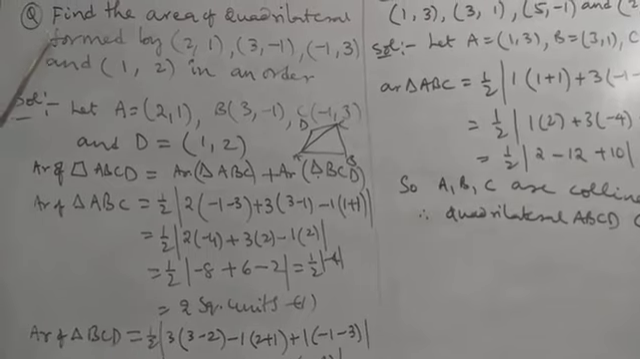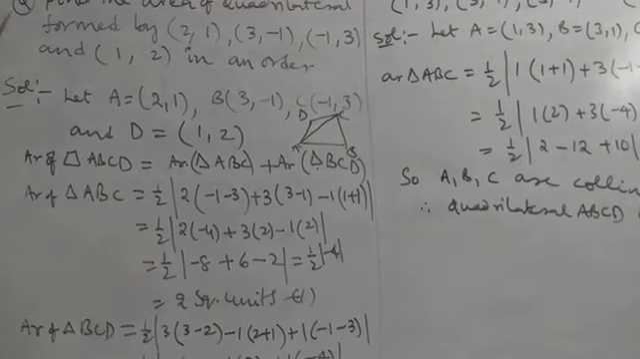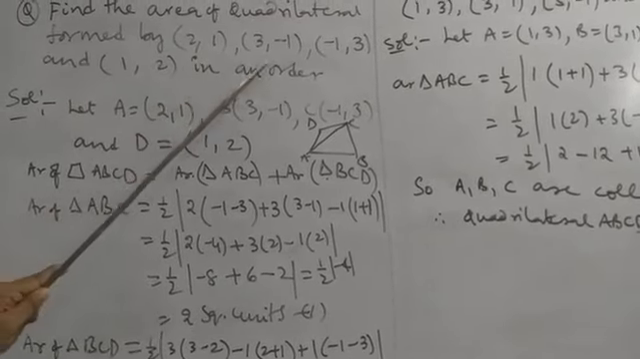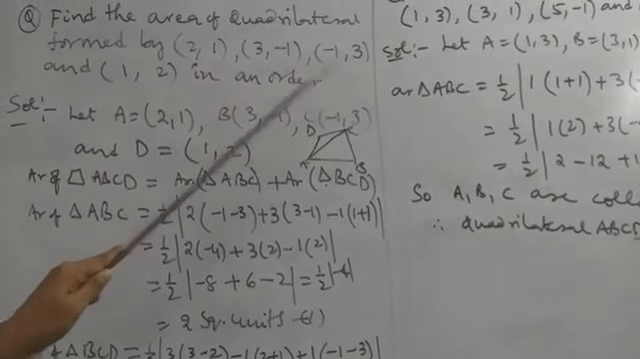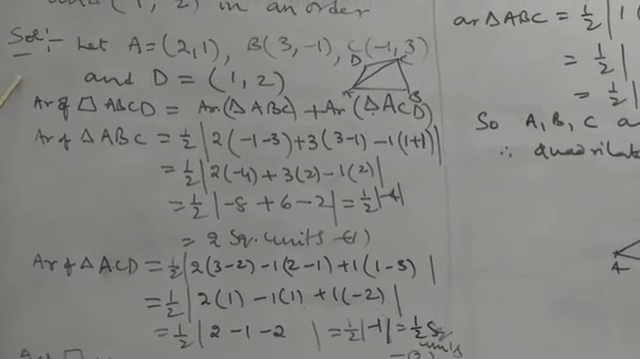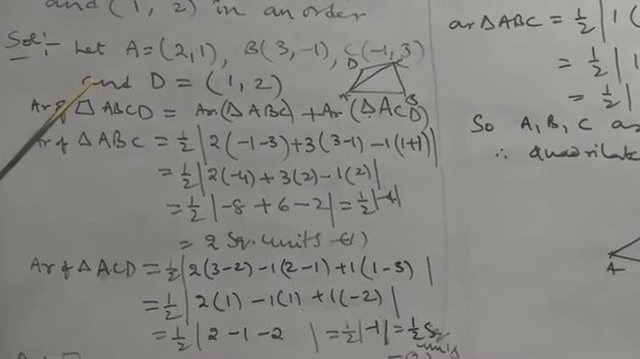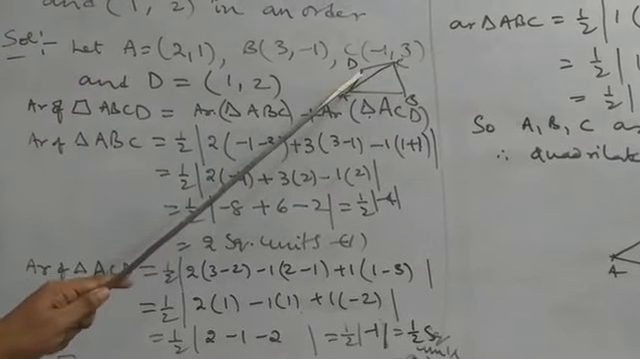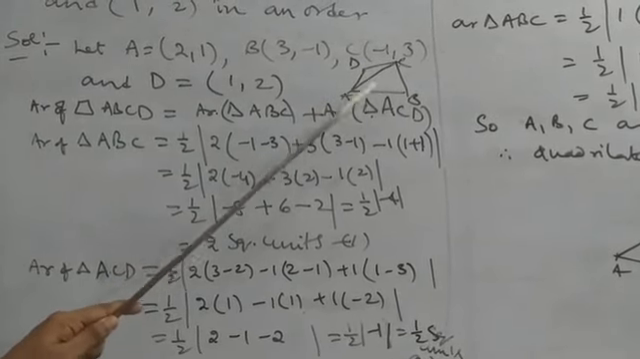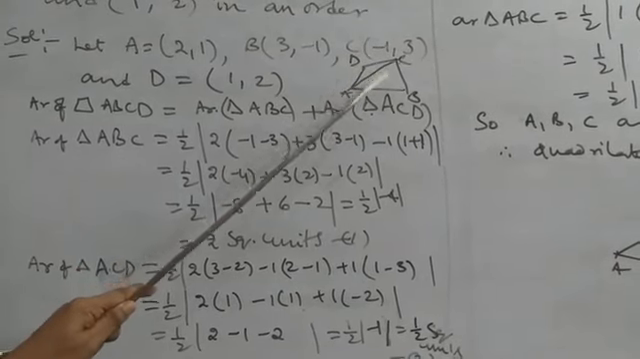Now, let us discuss how to find the area of a quadrilateral. Suppose, observe this problem. Find the area of the quadrilateral formed by (2, 1), (3, -1), (-1, 3) and (1, 2) in order. Let us observe the solution. Here, we need to find the area of the quadrilateral. For example, if ABCD is the quadrilateral, you join any diagonal, and it is divided into 2 triangles. So the area of this quadrilateral is nothing but the sum of the areas of these 2 triangles.